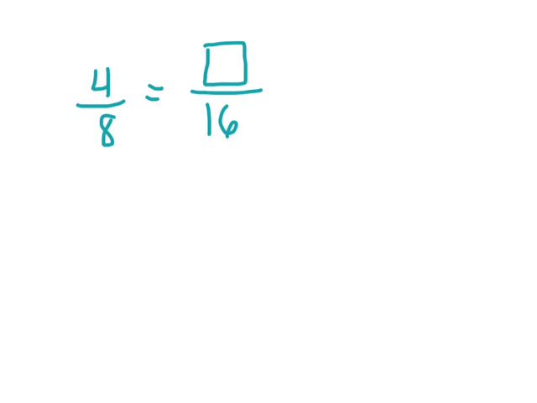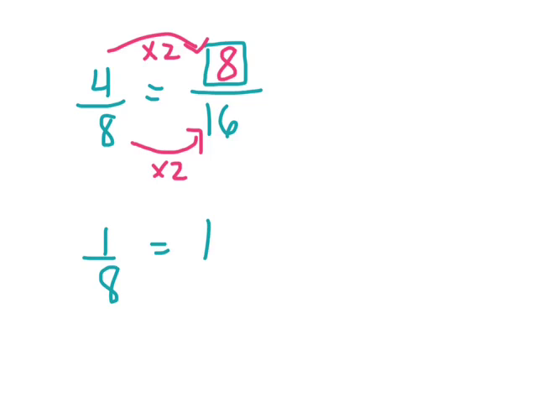Okay, so 4 out of 8 is equal to something out of 16. So once again, 8 times 2 is 16, because we're doubling it. So I'm going to do times 2 again, and 4 times 2 is 8. Okay, so that would be 8 out of 16. And then we can do the last one, which is 1 out of 8 equals something out of 16.